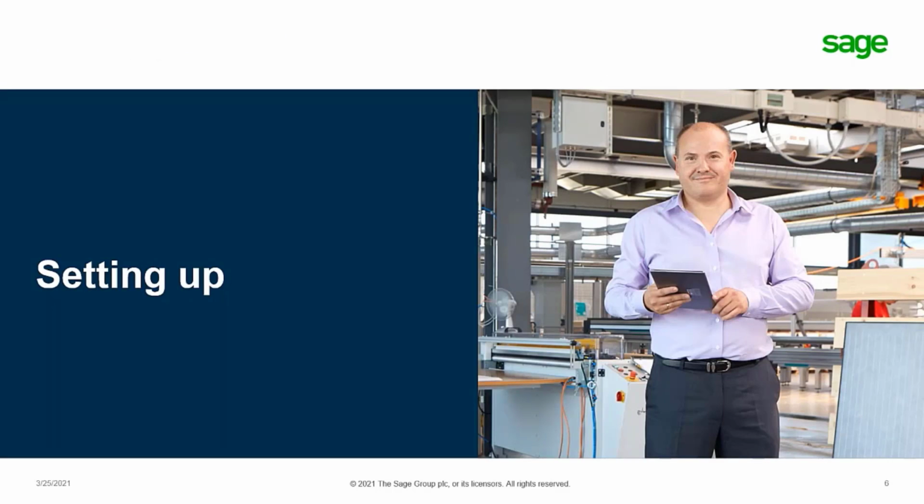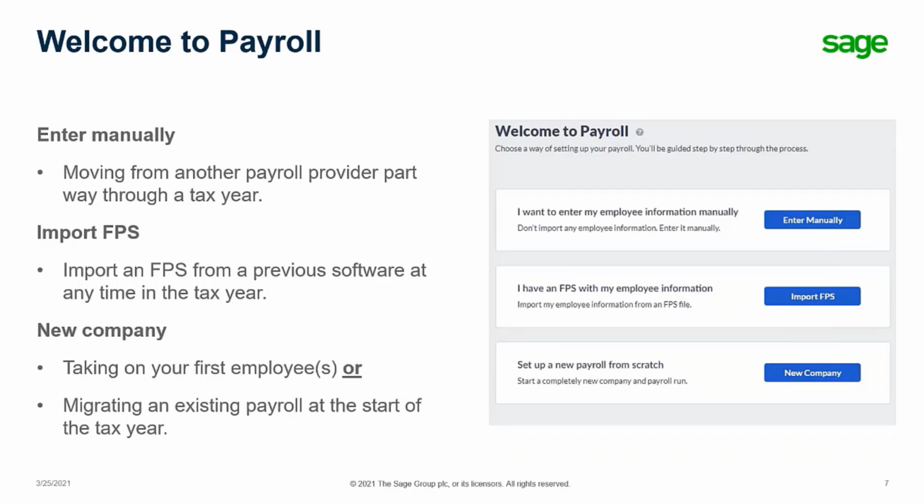So let's take a look at what's involved with actually setting up your payroll. When you first subscribe to the payroll software, you will see the welcome screen. You've got three options within that welcome screen: enter manually, import FPS, and new company. You would enter manually if you have existing payroll data that you want to bring over to Sage Payroll partway through the tax year. That's also known as a mid-year setup.